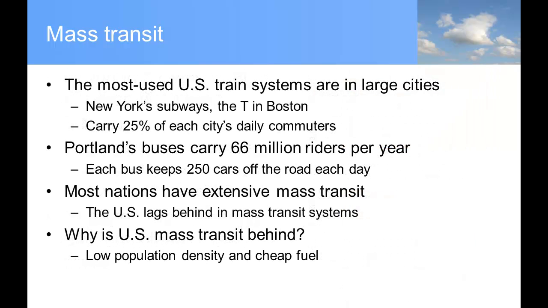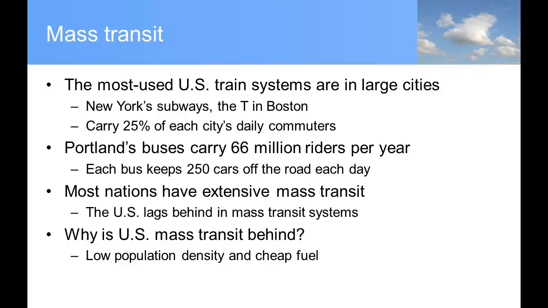The most used mass transit systems are in the larger cities, of course, such as the New York subways and the T in Boston. About 25% of each city's daily commuters travel on these systems. Portland's buses carry 66 million riders each year. It's estimated that each bus keeps 250 cars off the road each day. Most nations have extensive mass transit, where the United States lags behind, however.